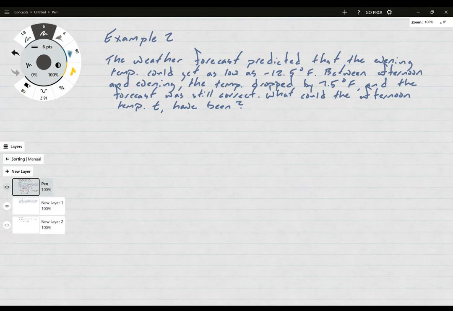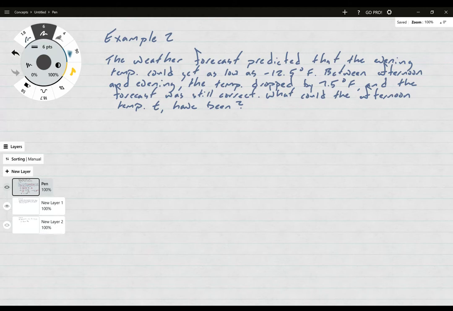Okay, example 2. We're still going to be writing inequalities and then solving them by finding all possible solutions. The weather forecast predicted that the evening temperature could get as low as negative 12.5 degrees Fahrenheit. Between afternoon and evening, the temperature dropped by 7.5 degrees Fahrenheit, and the forecast was still correct. What could the afternoon temperature T have been?